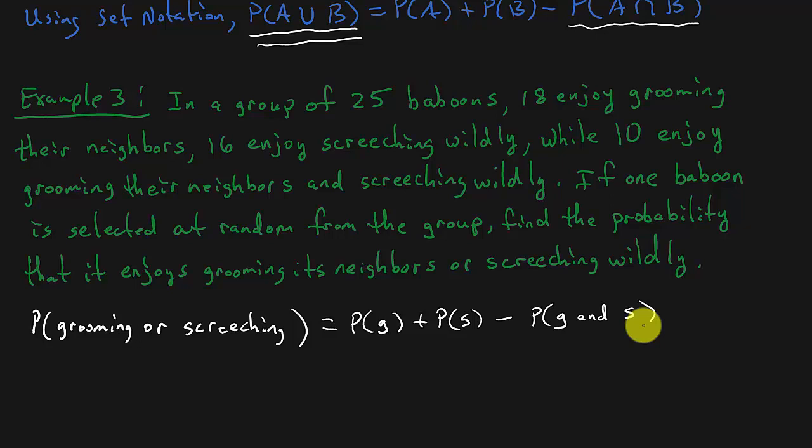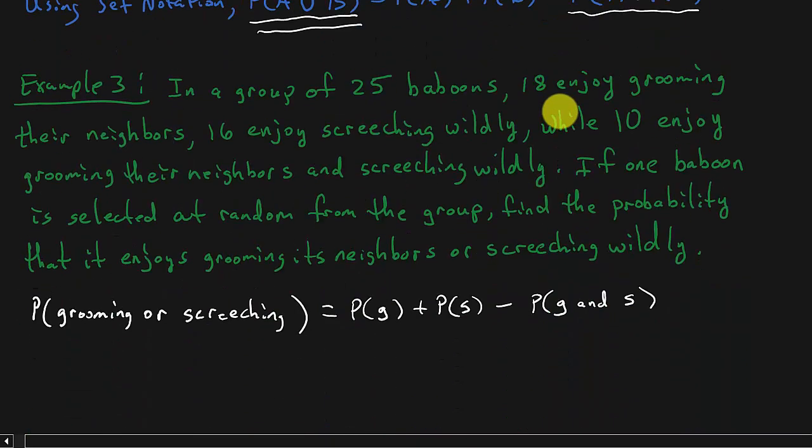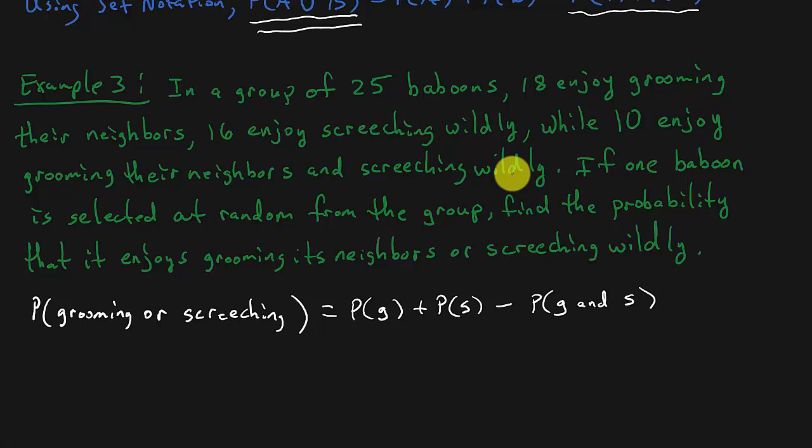Now, how do we know that these events are not mutually exclusive, are they? Because if you think about it, for one thing, it says 10 enjoy grooming and screeching wildly. It tells us that in the problem. But think about it. Could a baboon be grooming and screech wildly at the same time? Yes, it could. So those are not mutually exclusive.